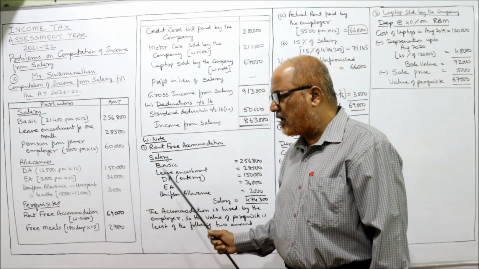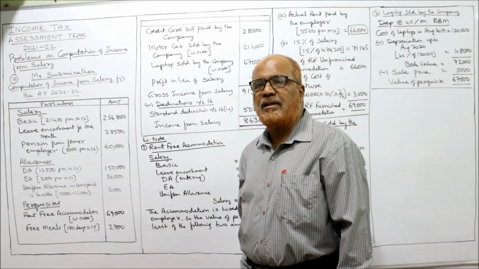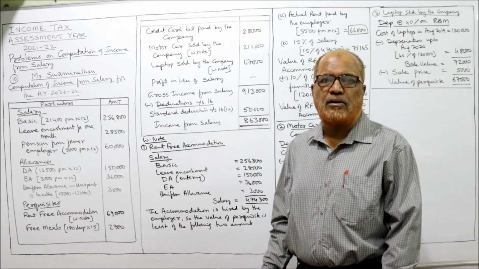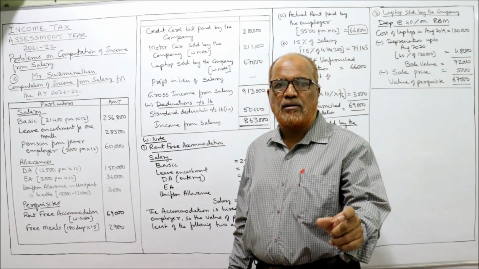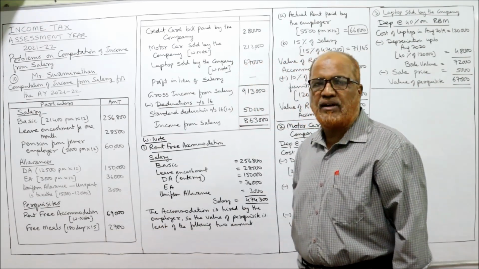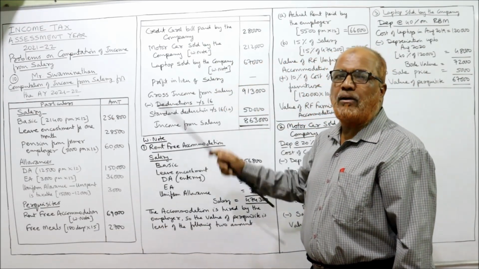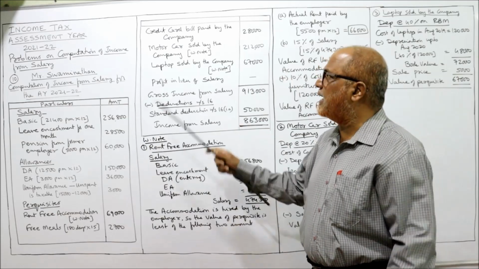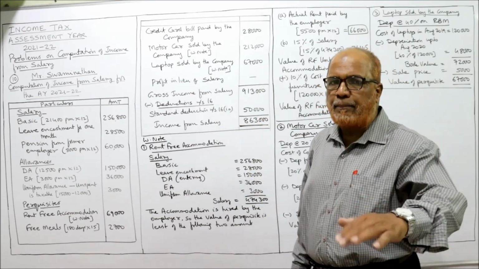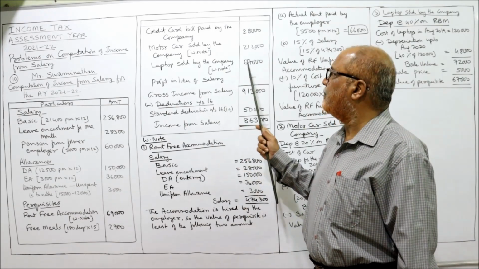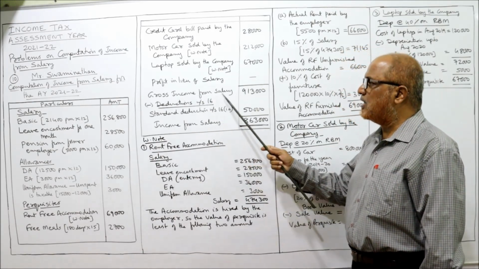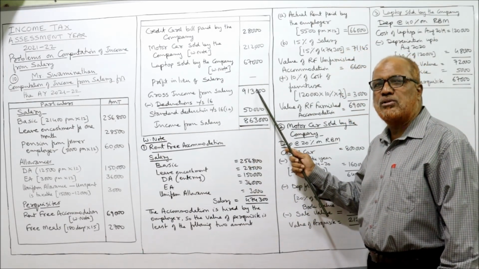Then perquisite rent-free accommodation, just now I discussed. Free meals up to 50 rupees are exempted, over 50 rupees taxable. So 65 rupees is given, 65 minus 50 is 15, so 2,700. Then the credit card bill of the employee paid by the employer, fully taxable. Motor car sold by the company, just now I told you, 2,12,000. Laptop sold by the company to the employee, 67,000. Profession tax and other items are nil. So the gross income from salary is 9,13,000.